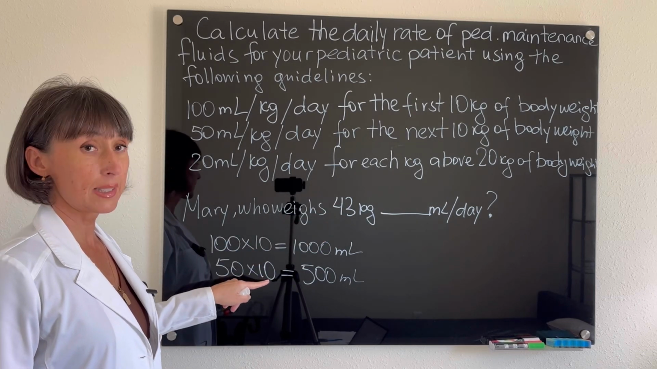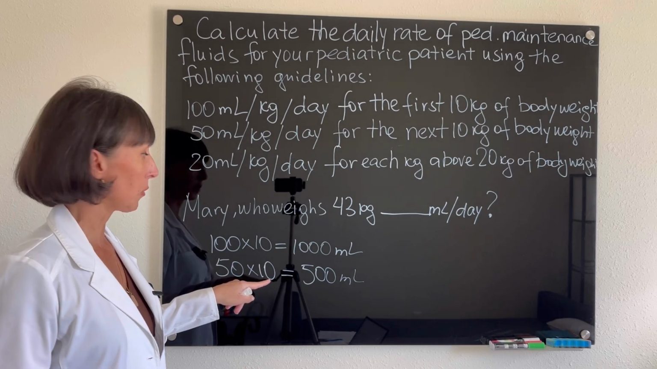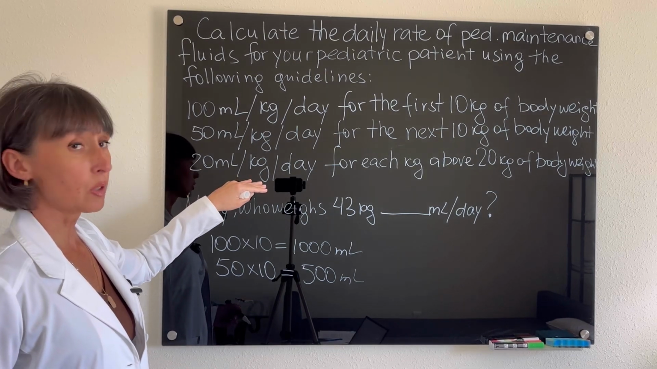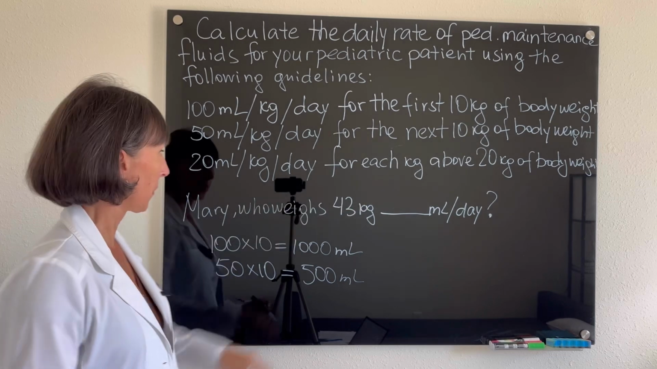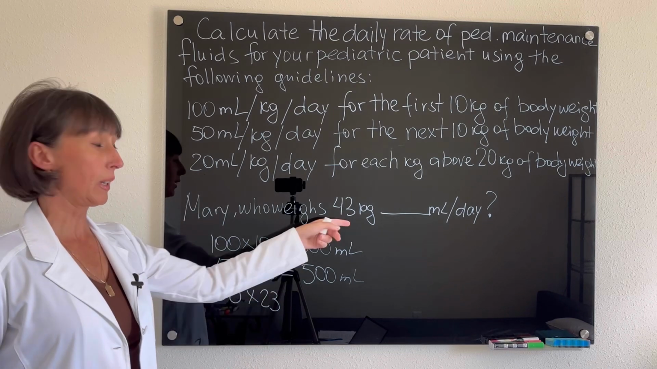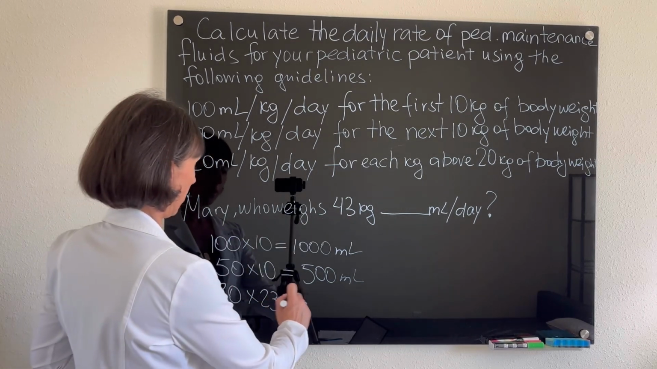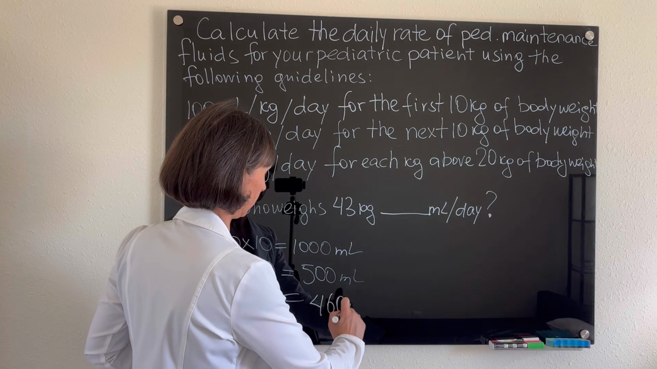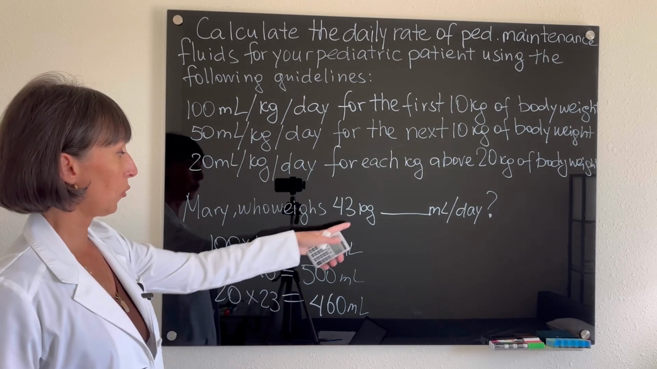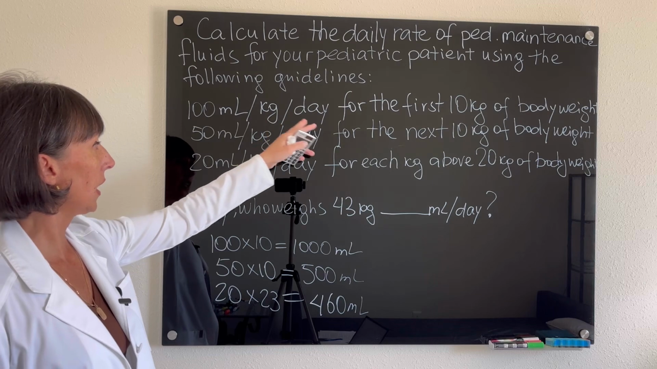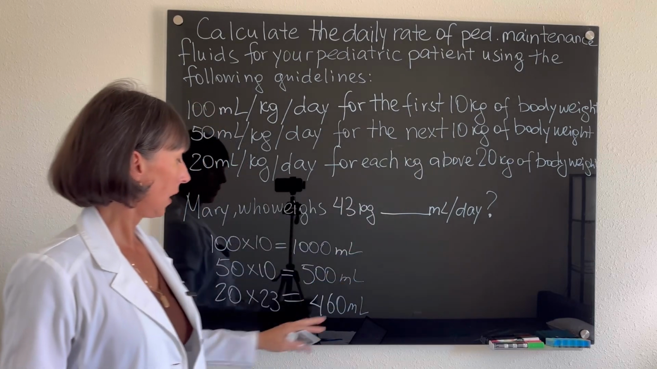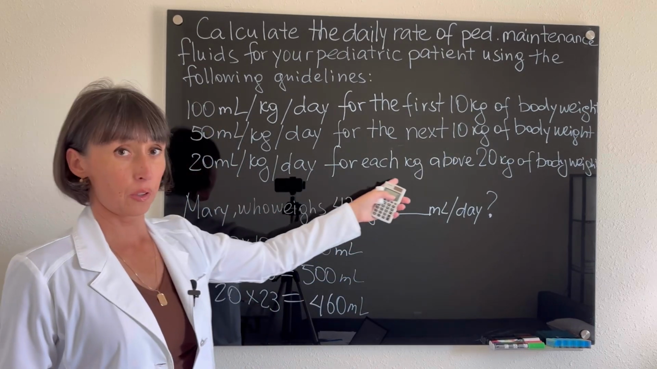How much do we have left in this patient? 43 minus 10 and minus 10, we still have 23 kilograms left. And that's what the third line is saying. 20 milliliters times whatever is left over in the patient, basically. 20 times the 23 kilograms that are left in the patient is 460 milliliters. So altogether, these numbers add up to 43. We used 10 in the first line, first 10 kilogram. We used another 10 for the second line, and we used whatever was left for the third line.